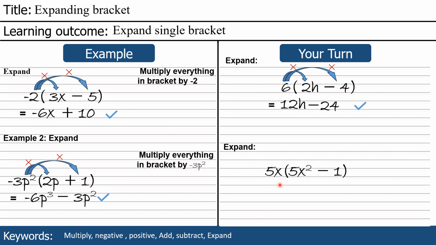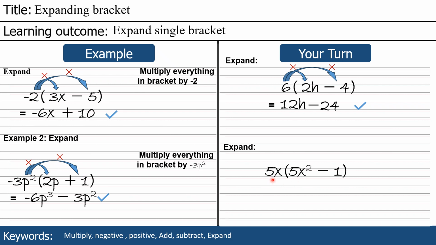Expand 5x multiplied by 5x squared, then multiply by minus 1. Okay, so let's multiply throughout the bracket. So 5x multiplied by 5x squared. Just a quick reminder, just to ensure that you get this correct. Your 5 multiplied by 5 is 25, and then x multiplied by x squared is x to the power of 3. So it's very helpful to multiply the numbers first, and then you multiply the letters.